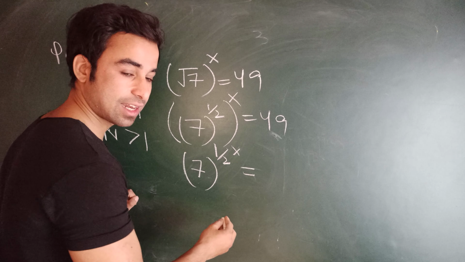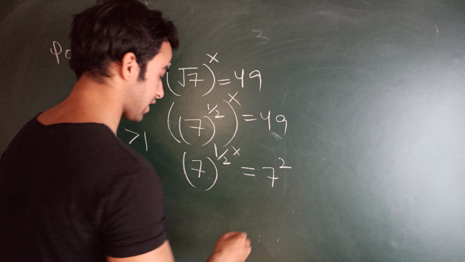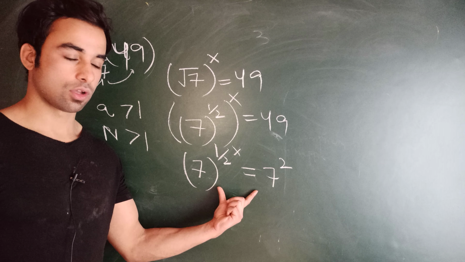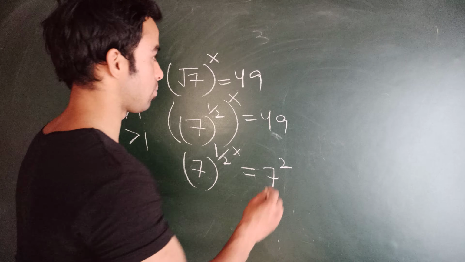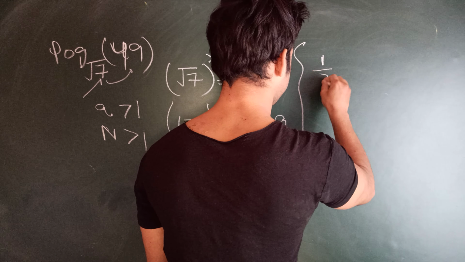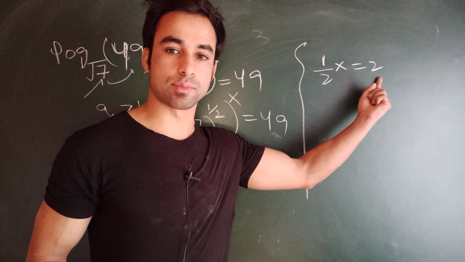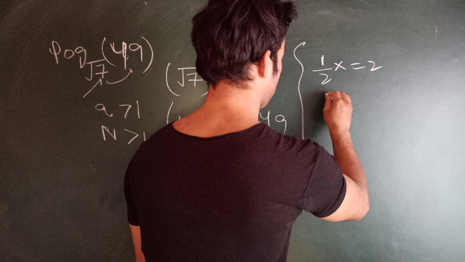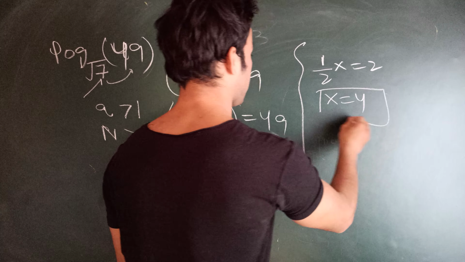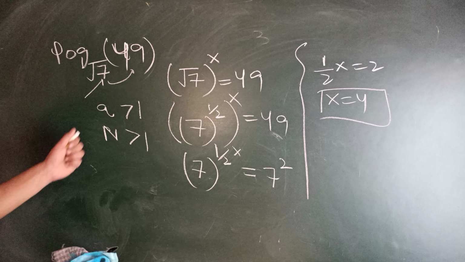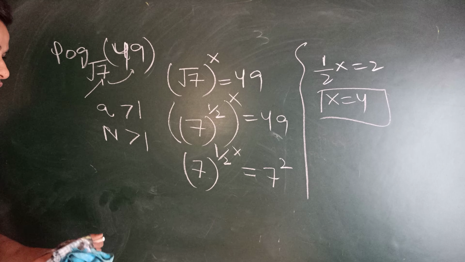Equals 49, which can be written as 7 squared. Again, you can see the bases on both sides are equal, so I can compare the powers. That means 1 by 2 x has to be equal to 2. Bringing this 2 to the other side becomes a multiple. So x has to be equal to 4. You can see the value came out to be a positive number, and it should have been positive because the base and the argument are both greater than 1.